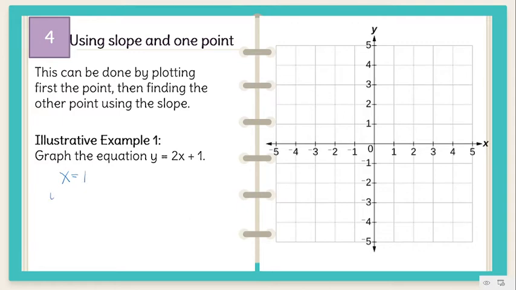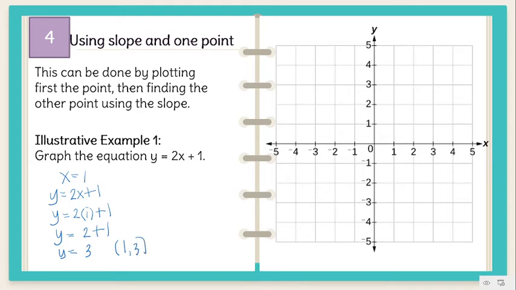So let's solve. y is equal to 2x plus 1. So we have y is equal to 2 times 1 plus 1. We have y is equal to 2 times 1 is 2, plus 1. And 2 plus 1 is 3, so y is equal to 3. So if x is equal to 1, we have (1, 3) as the ordered pair.